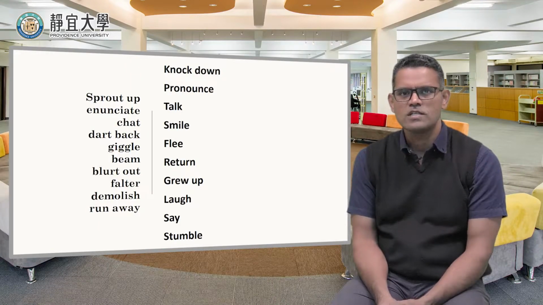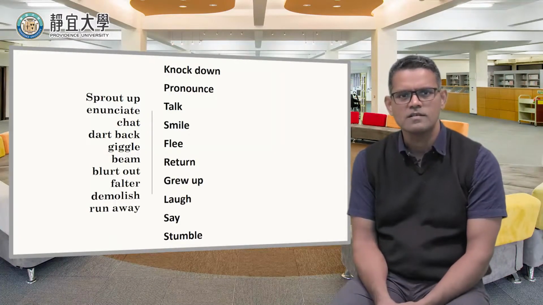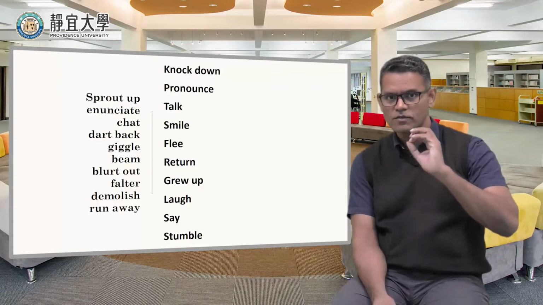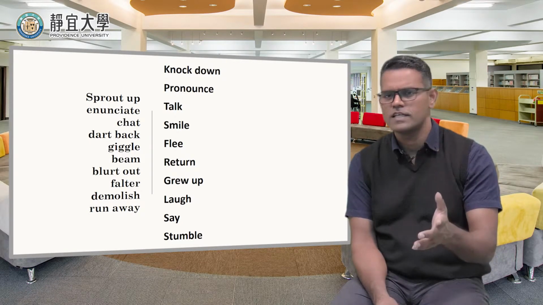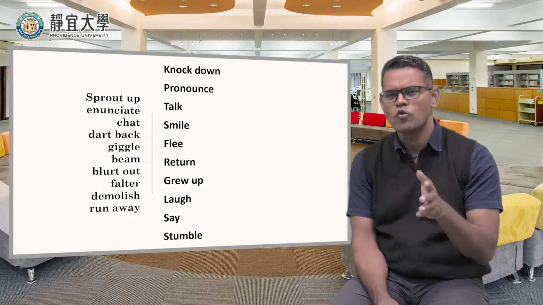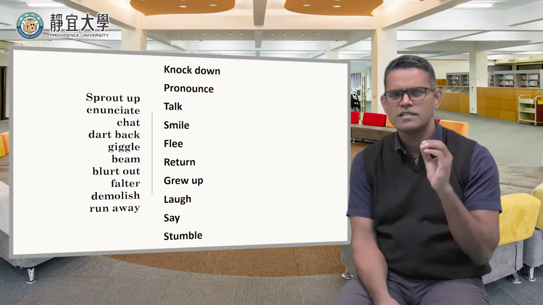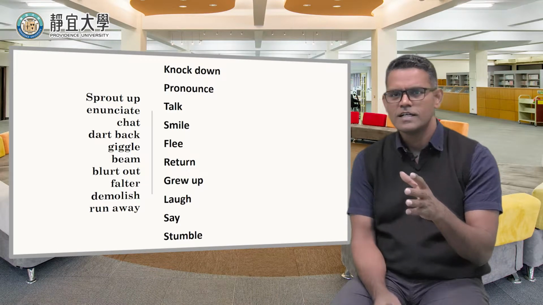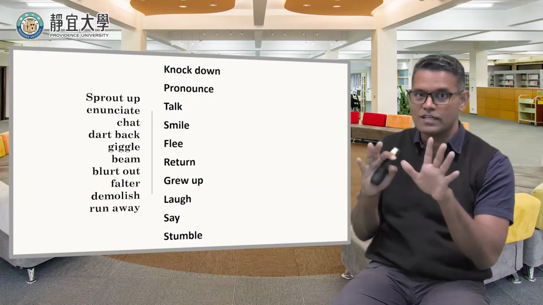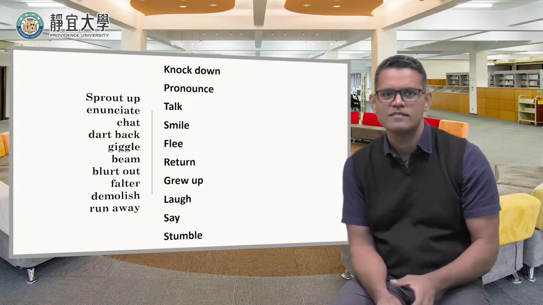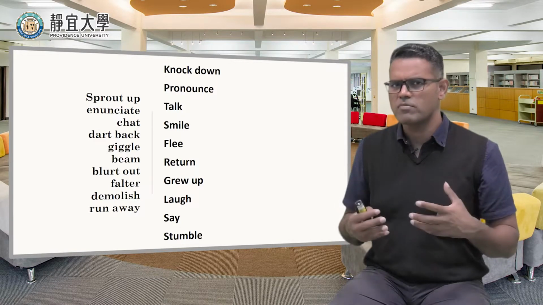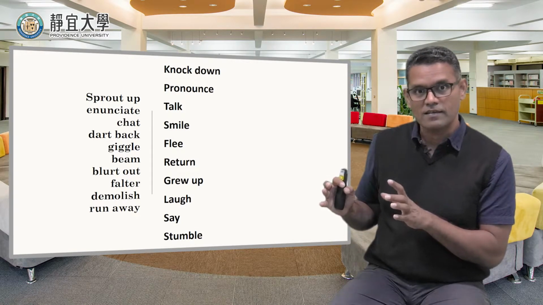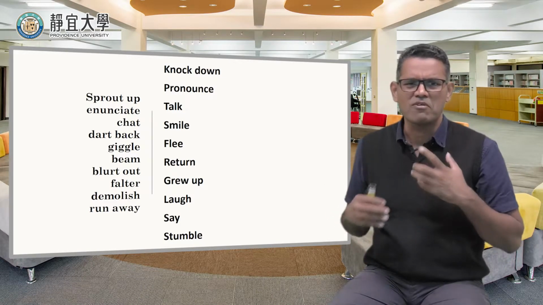So what is sprout up? What is enunciate? You have to find out, quickly review it. That's what I mean. Pronounce, talk, smile, flee, return, grew up, laugh, say, and stumble. If some words don't match, just leave it, but find the answers. When you look at the words, it's just like remembering the vocabulary. Even just by looking at it, you can remember. You don't have to memorize it all the time.